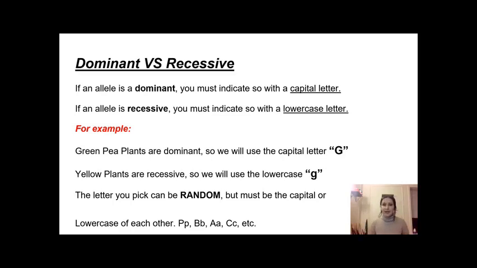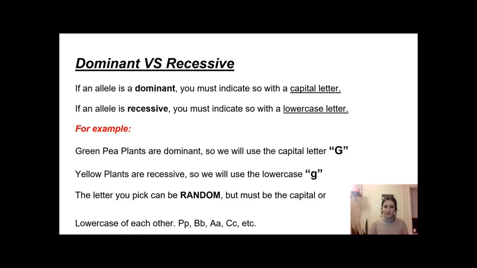Okay, so if an allele is dominant, you must indicate so with a capital letter, like capital B or capital A. Any kind of capital letter would be the allele when we make Punnett squares. Keep that in mind. If an allele is recessive, you must indicate so with a lowercase letter. For example, for the green plants, we would use a capital G. If it's yellow, we use a lowercase g because it's recessive, and we know that from before.